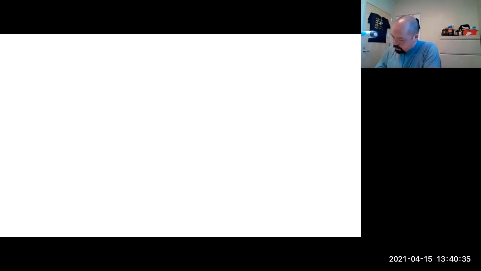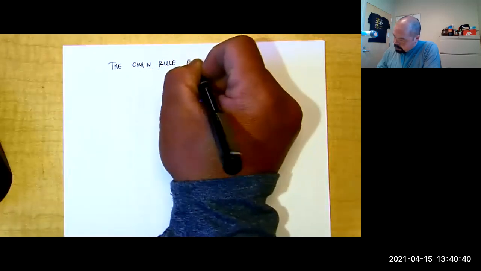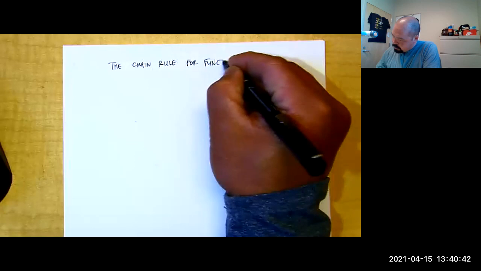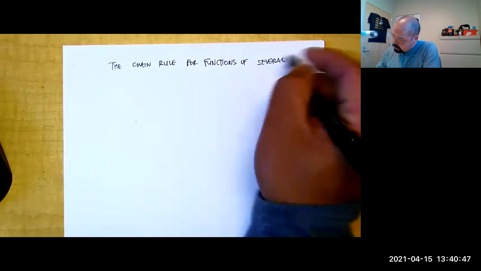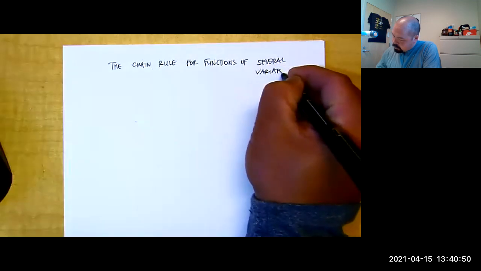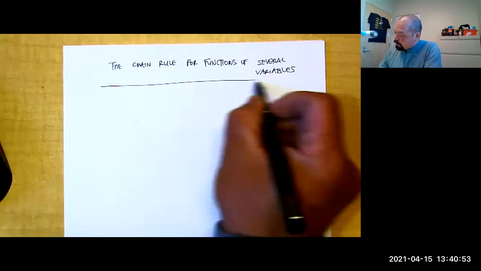All right, welcome everyone. Right now, we'll get started looking at the multiple variable version of the chain rule. Okay, so let's take a second here. Let me bring in my doc cam and we'll get going. All right, so here we go.